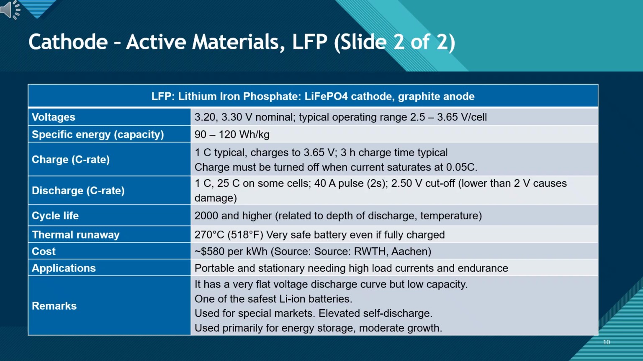Second, and perhaps most importantly for us in manufacturing, this is one of the safest Li-ion batteries available. If you look at the thermal runaway row, you will see it can withstand temperatures up to 270 degrees Celsius before becoming unstable. This high thermal limit makes it incredibly robust compared to other types. Because of its safety profile and stability, LFP is used primarily for energy storage systems, such as grid backup, and in markets where long endurance is more critical than having the lightest possible weight.